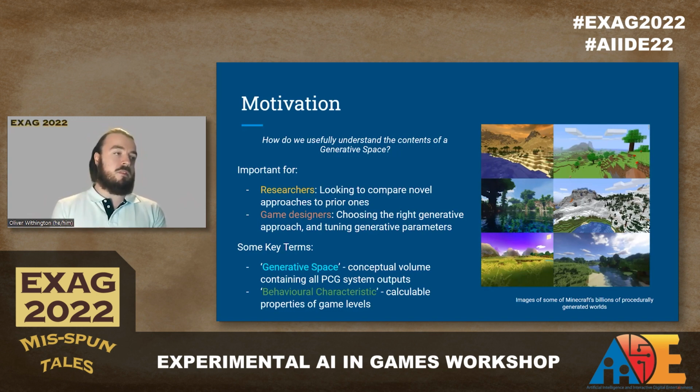A couple of key terms that I'll be using over and over again. Generative space I've already mentioned, but also the idea of a behavioural characteristic. These are often also called metrics in the literature more generically. But by this, I just mean any quantifiable characteristic of a piece of game content. It could be a heuristic for difficulty, some measure of aesthetic quality, and these could be extracted directly from the representation itself, or you could extract these from simulated play from an agent, say.